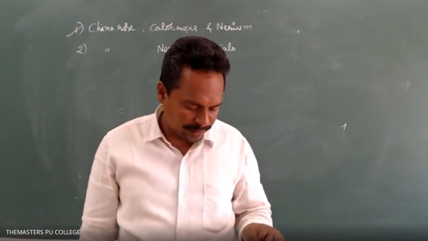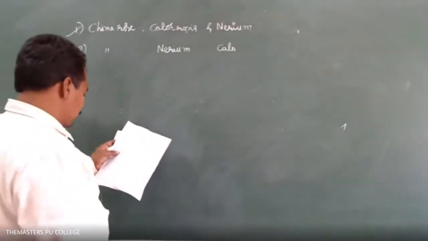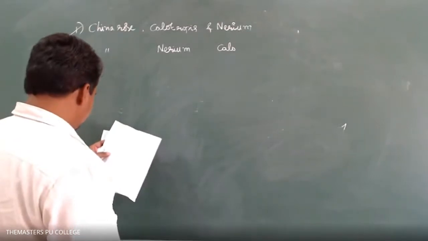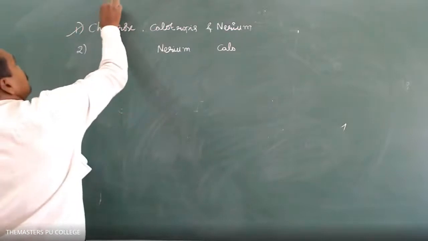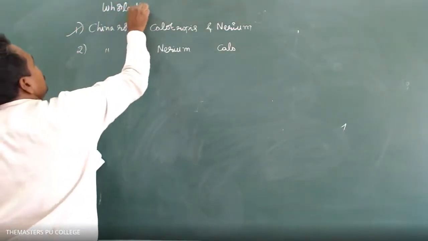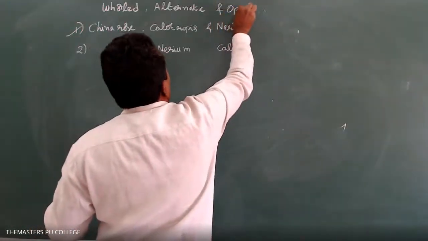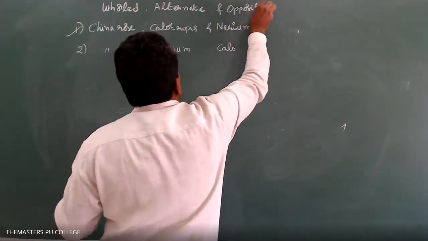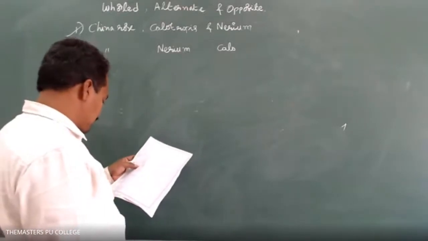Okay, next. Identify the order where plants show whorled, alternate, and opposite phyllotaxy. Option 2, whorled, alternate, and opposite. Then what is the answer? Option 3. Very good. Option 3 is the answer.